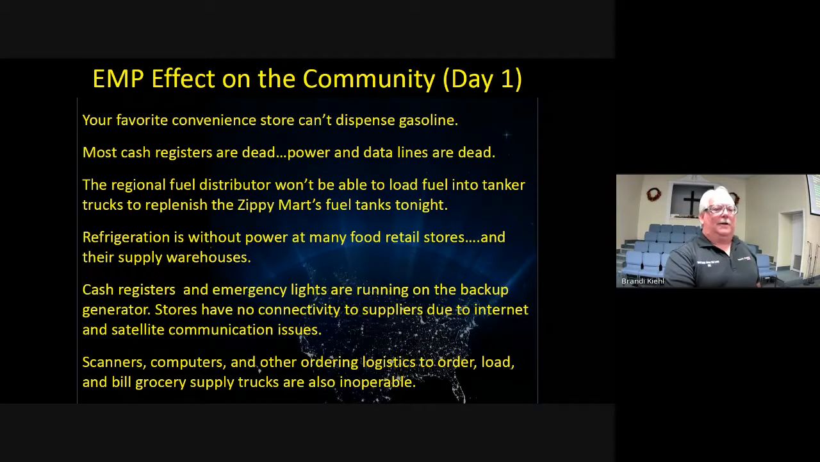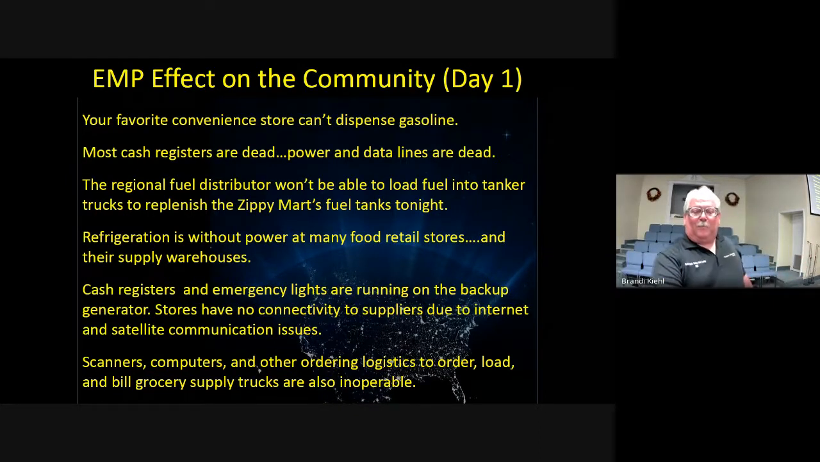Traffic signals, gone. Convenience store, no gasoline. Cash registers don't work. The regional fuel distributors can't fill the trucks up to bring gas to the gas stations because they don't have any power to fill the daggum truck up. Refrigeration's off in the stores and in the food storage warehouses. Emergency lights are running on the backup generator at your local Publix and Winn-Dixie, but they won't have any connectivity to their suppliers to order food to fill up their shelves. I'm sorry? It's going to be ugly.